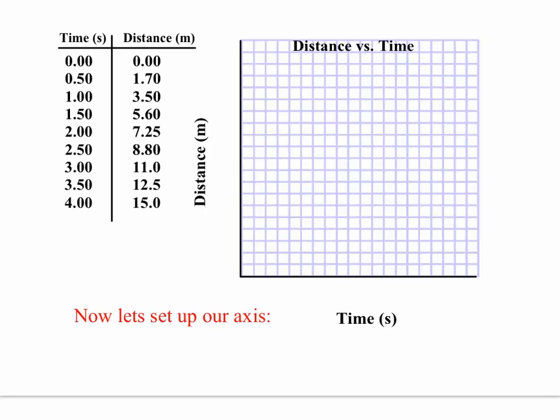Okay, so this graph grid is 20 by 20, which means that there's 20 boxes going up and down, and there's also 20 boxes going left to right. If you want to take a moment to count it for yourself, go right ahead.